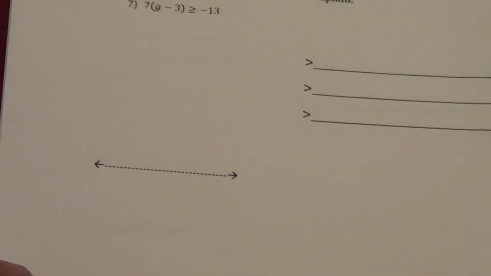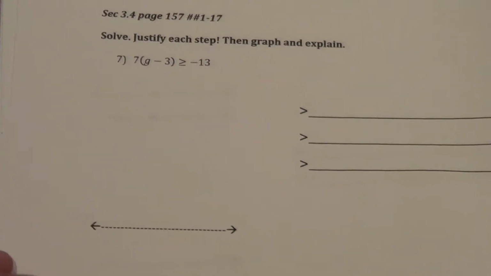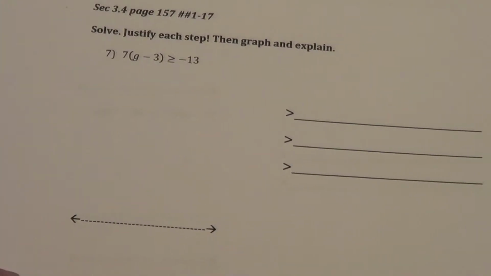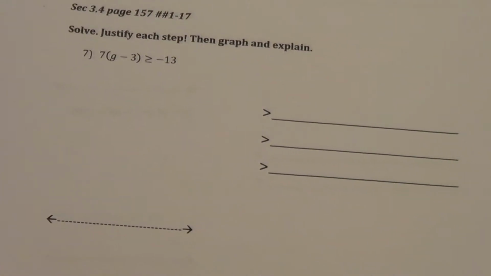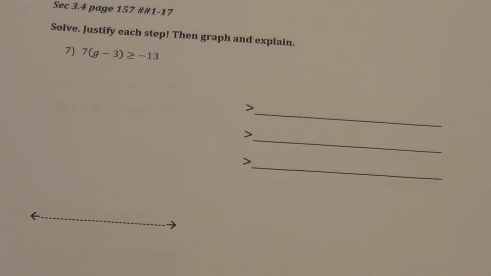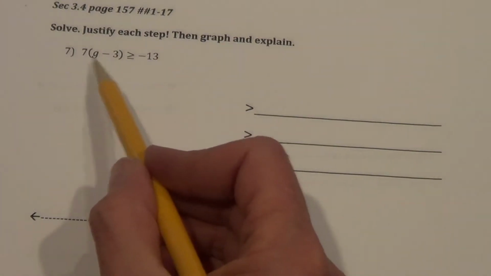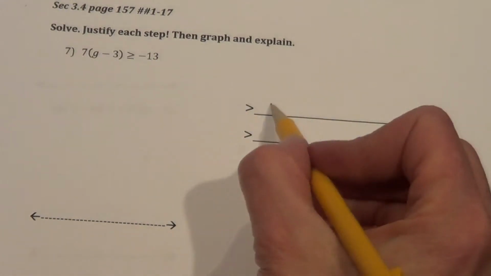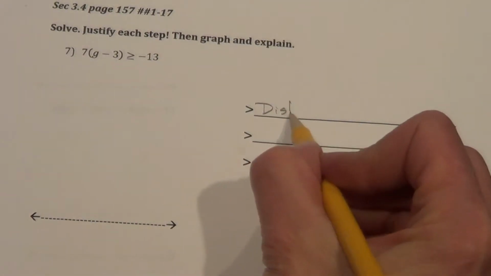Okay, now we're going to solve inequalities. They're solved very much like the equalities, just a slight variation in our properties and things. So first thing we would do is clear the parenthesis by distributive property. So we say distributive property.